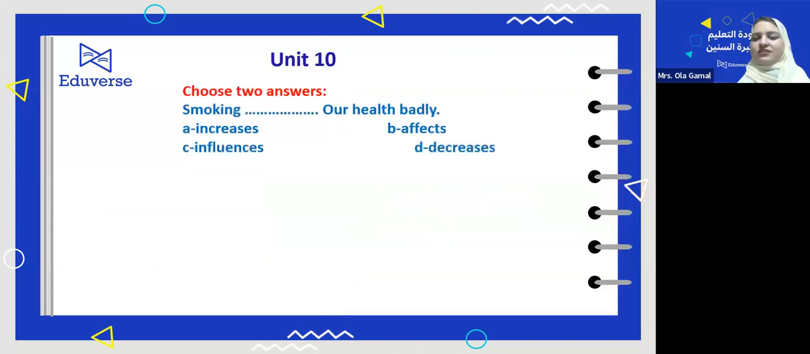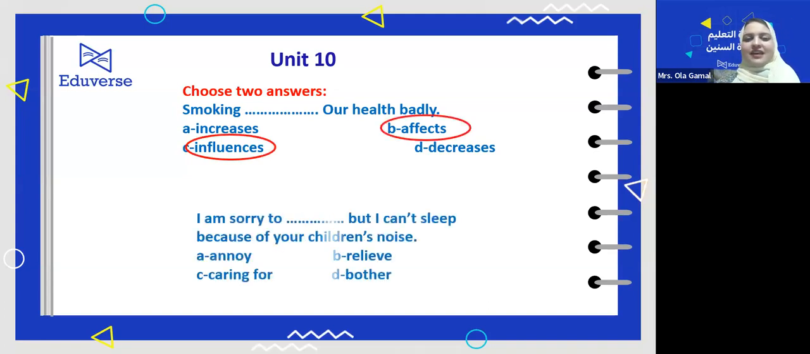Let's move on to the questions here for the vocabulary. Smoking was our health badly. Smoking, we have to choose two answers. Put this in your mind. Amazing, influences and effects. More than amazing. I'm sorry to bother you, but I can't sleep because of your children's noise. I'm sorry to bother you and also annoy you. The same of them are synonyms.